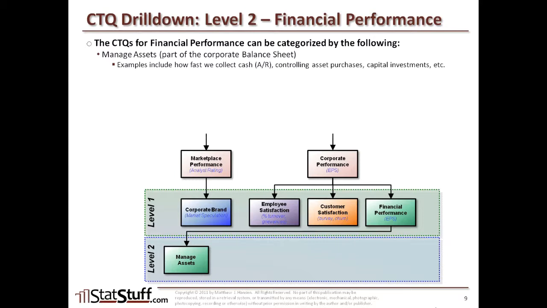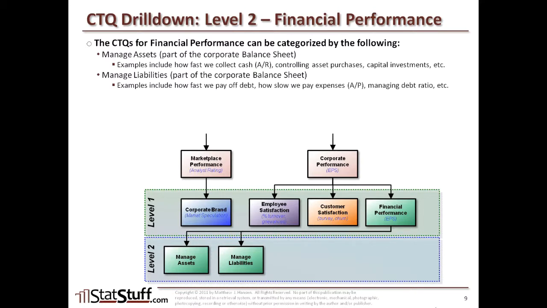Another CTQ at level 2 for financial performance would be managing our liabilities. Examples of that would be how fast we're paying off our debt, or how much time we're allowed to extend the cash that we're paying out for some of our expenses, that is, like reducing our accounts payable, or managing our debt ratio. Now, for these two examples of managing assets and managing liabilities, what you may already be familiar with is that these are two of the major components on a balance sheet typically.